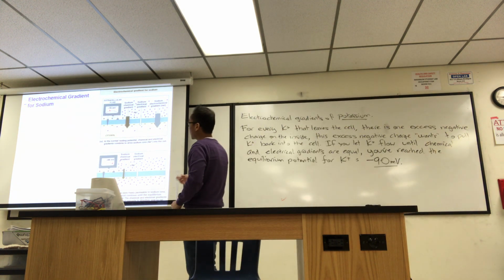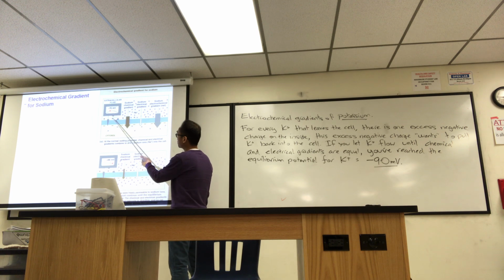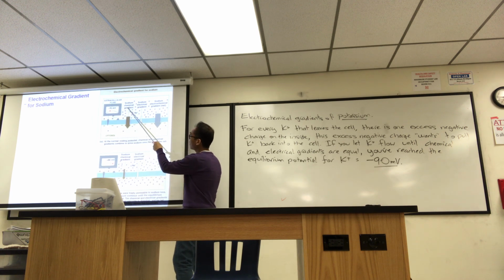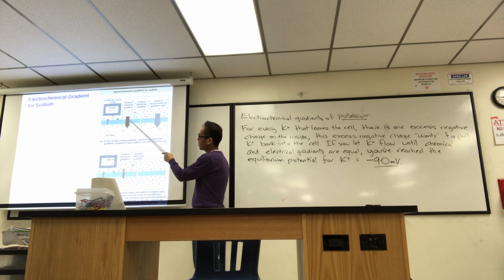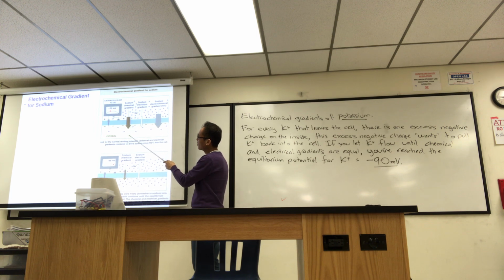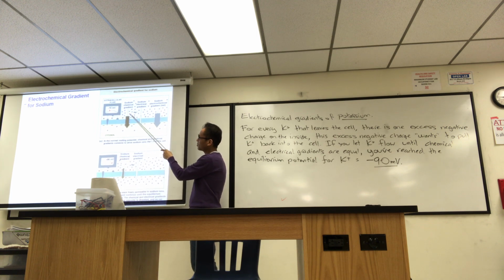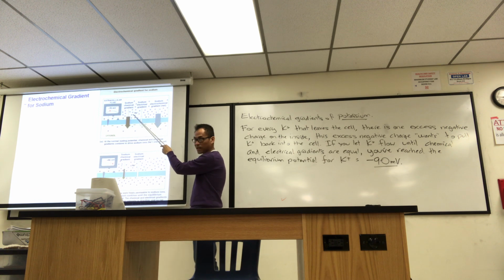So for sodium, it's the same conversation. Here's the rest condition. The chemical gradient is in. So is the electrical gradient, because it's already negative on the inside. So there's a net in there. For every sodium that goes in, there's an excess negative charge on the outside. Okay, it's just the reverse way of thinking.